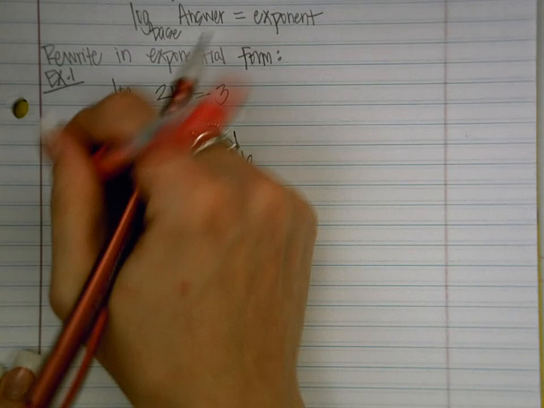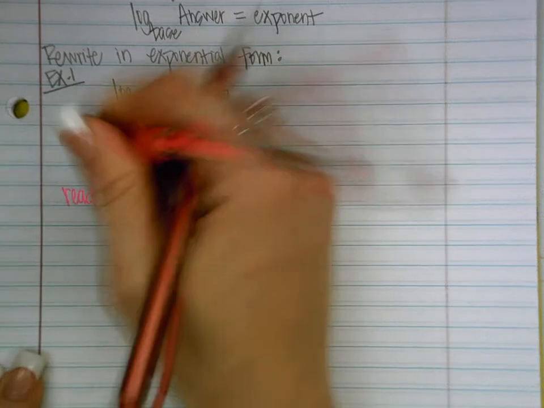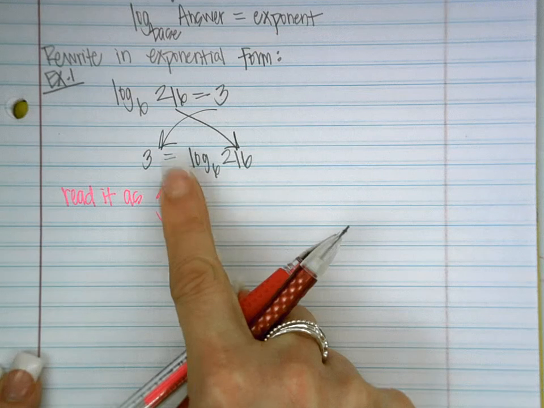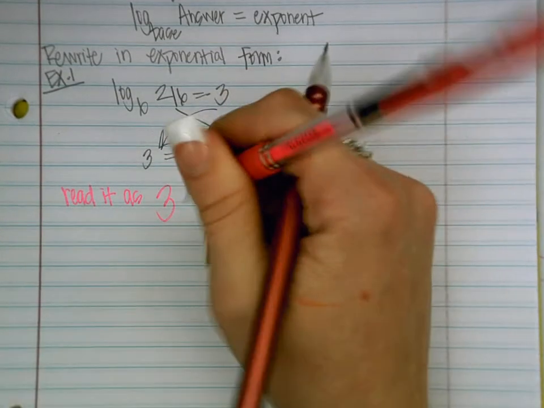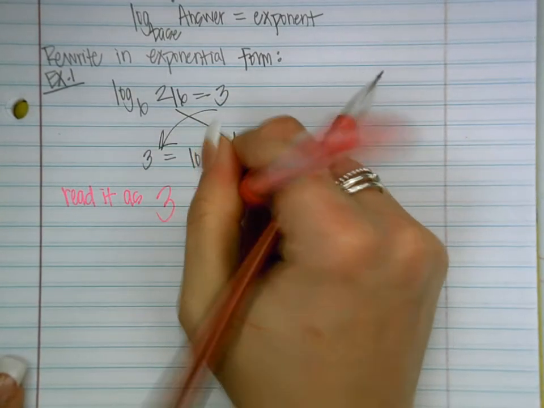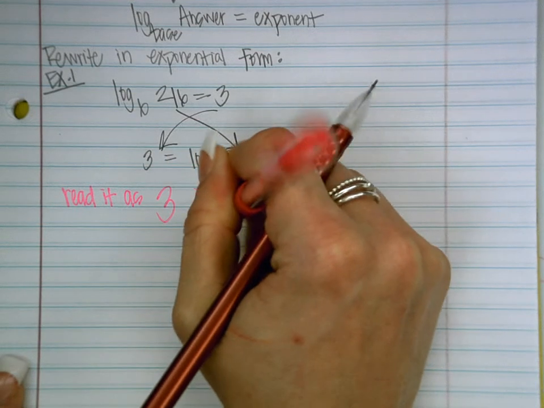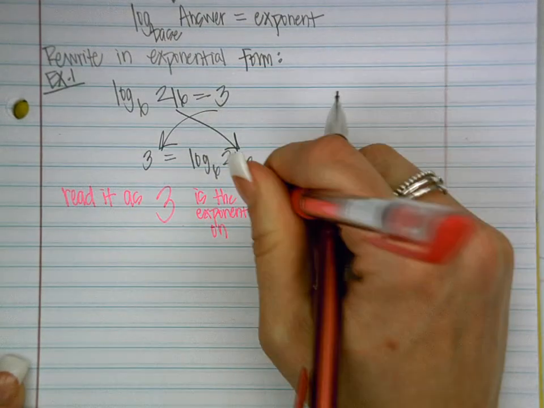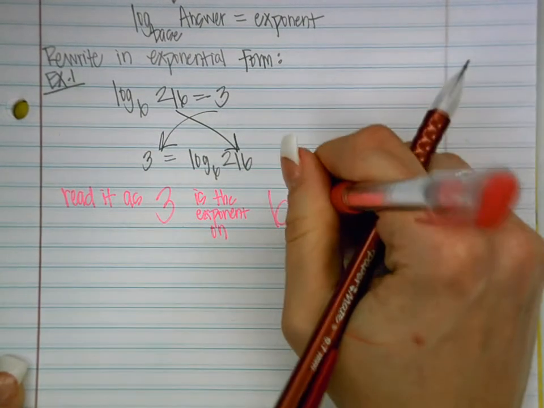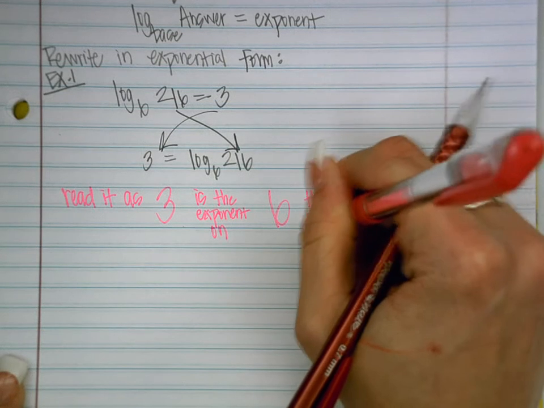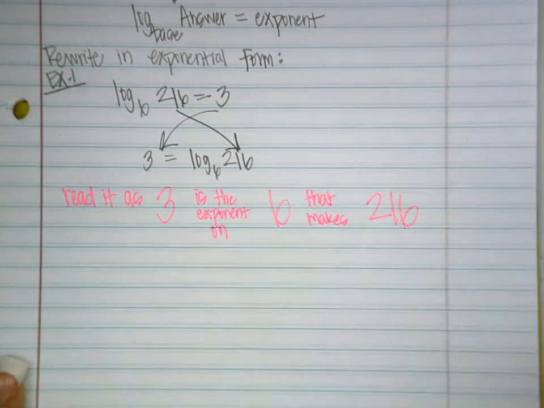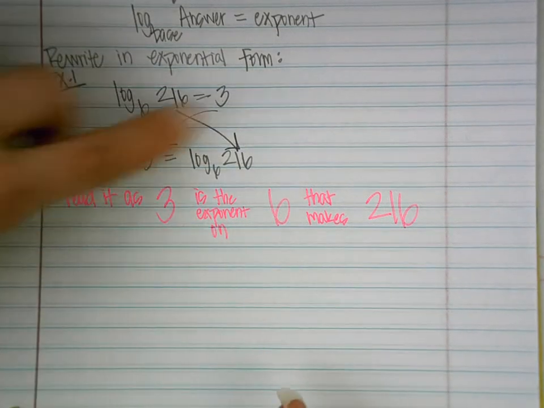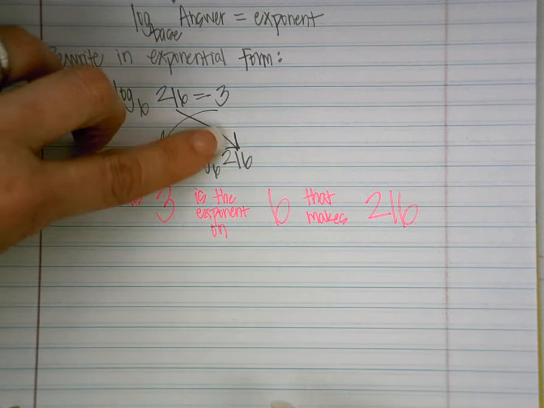Then, next thing you're going to do is I literally want you to read it as 3. Anytime you see the word equals and log, you're going to say in your head, "3 is the exponent on whatever the base is," and next to it you're going to say "that makes the answer." Okay, so we read this as 3 is the exponent on 6 that makes 216.